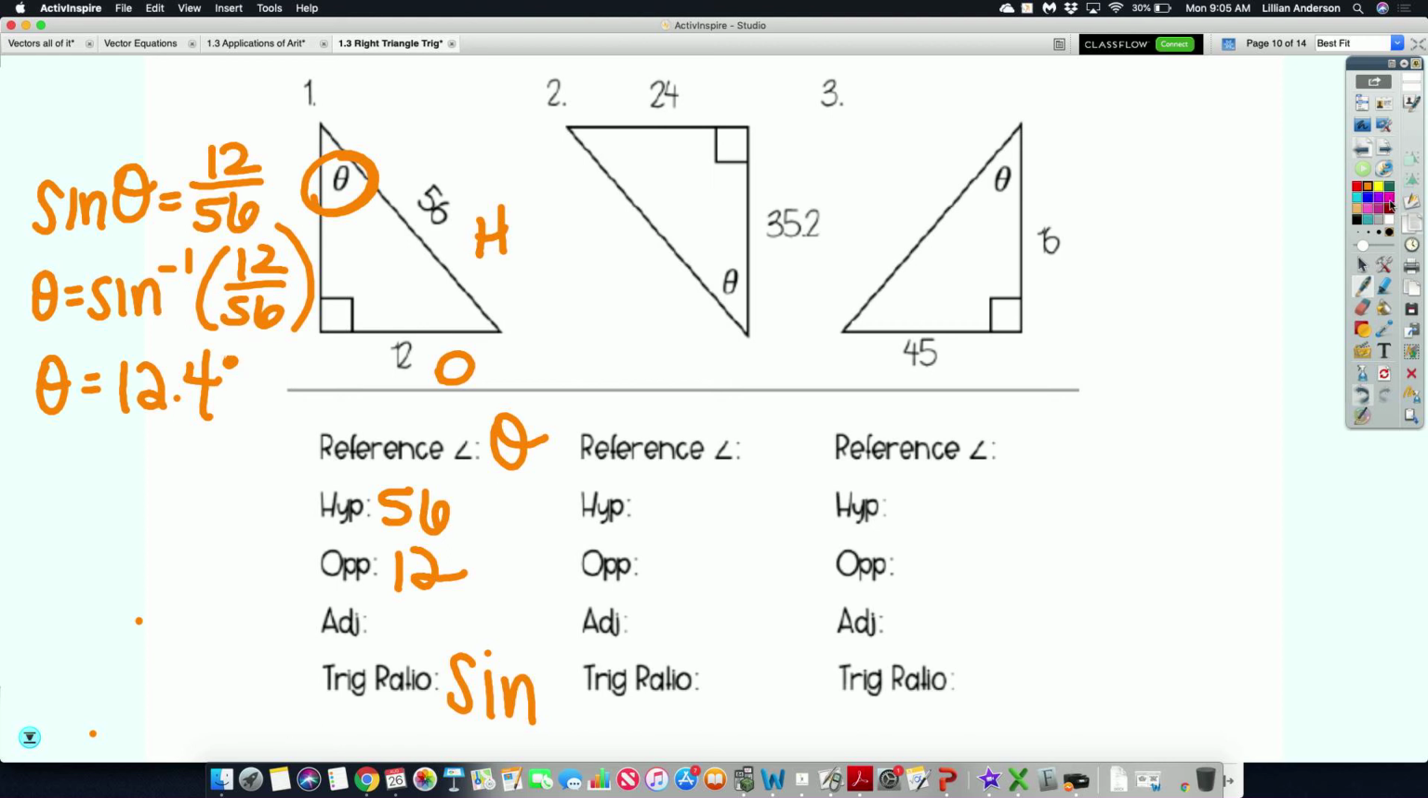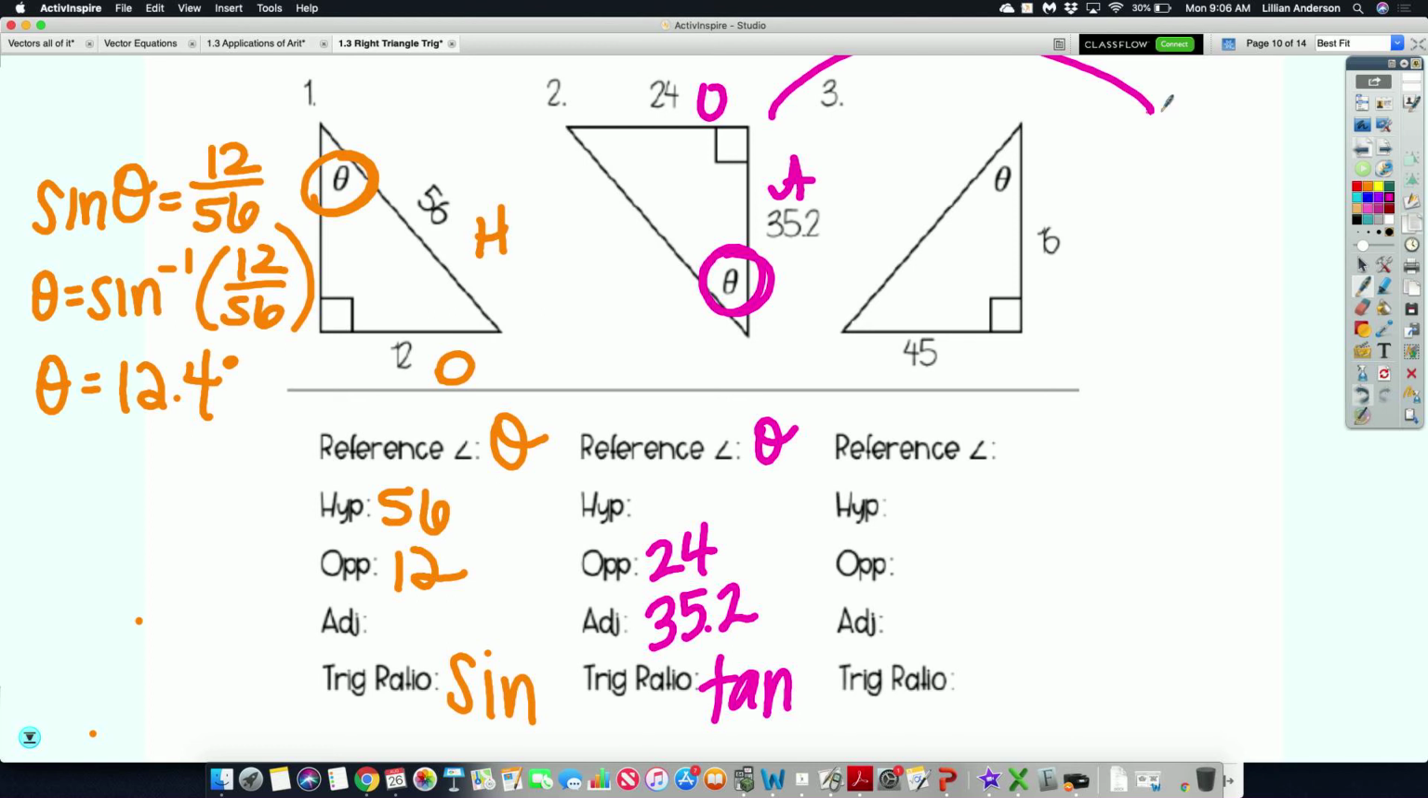Let's do number 2. Basing my sides off of theta. Okay? Roderick, 24 is my what side? Opposite, and 35.2 is my adjacent. So if I have opposite, which is 24, and adjacent, which is 35.2, then Dylan, what trig function am I using? I'm using tangent, okay? So I still set it up the same way. Tangent of my angle equals my opposite side, 24, over my adjacent side, 35.2. And again, because I'm looking for an angle, I do the inverse.